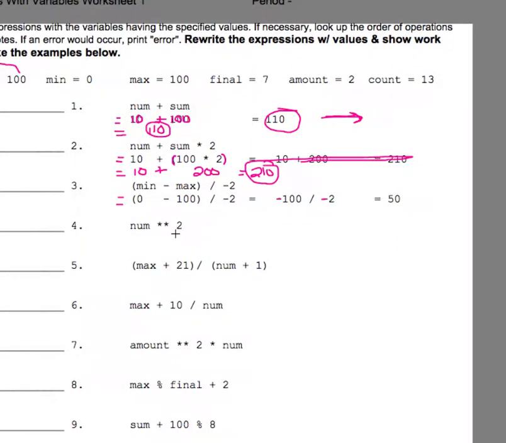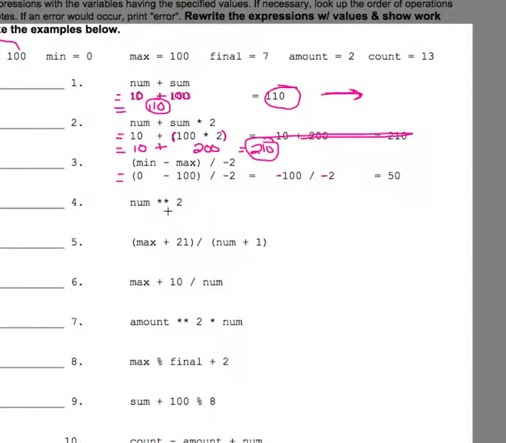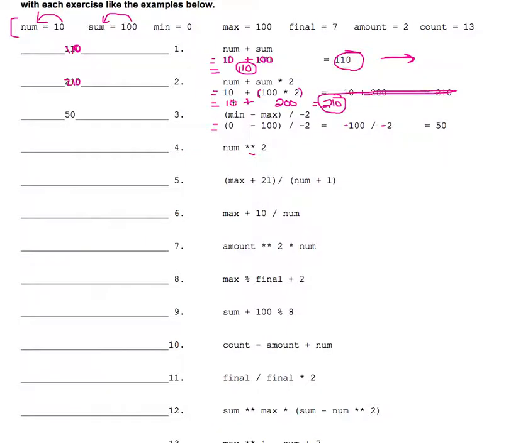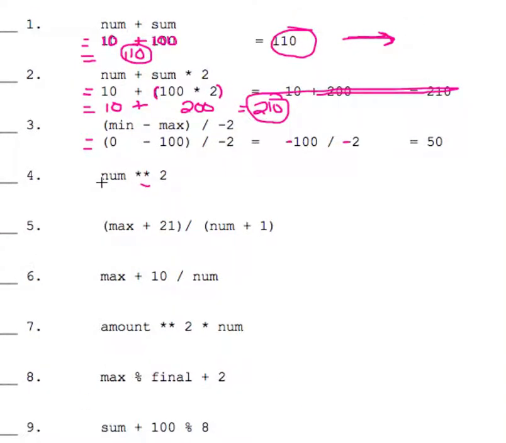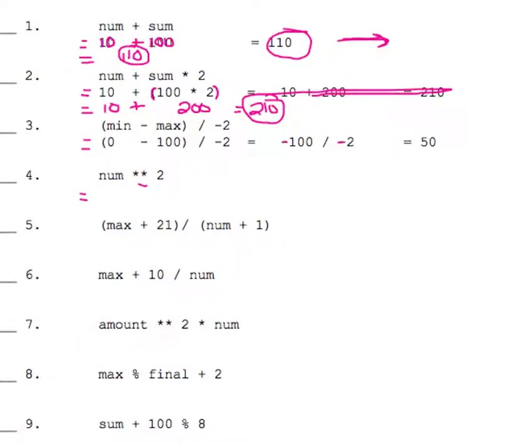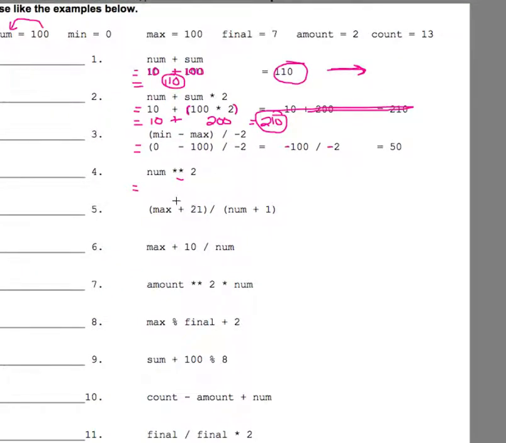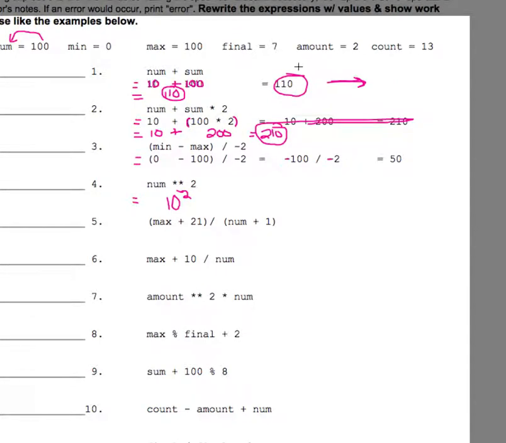Now, your parents probably can't help you with this one, though. The double asterisk. Heck, your math teacher probably can't even help you with that. That's Python language. That's Python code, meaning num to the second power. Num in this case is 10. So we could rewrite this as 10 squared with the little 2 as a superscript. And that, of course, simplifies to 100.